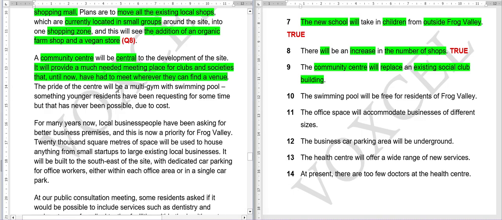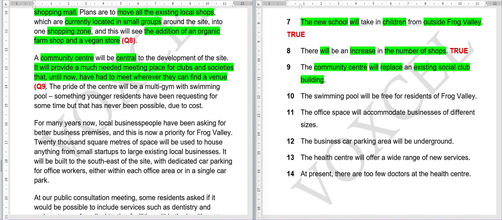The pride of the center will be a multi-gym. So this is something else. So obviously our answer is in this location, and you have some time to tell me the answer, and the time starts now.